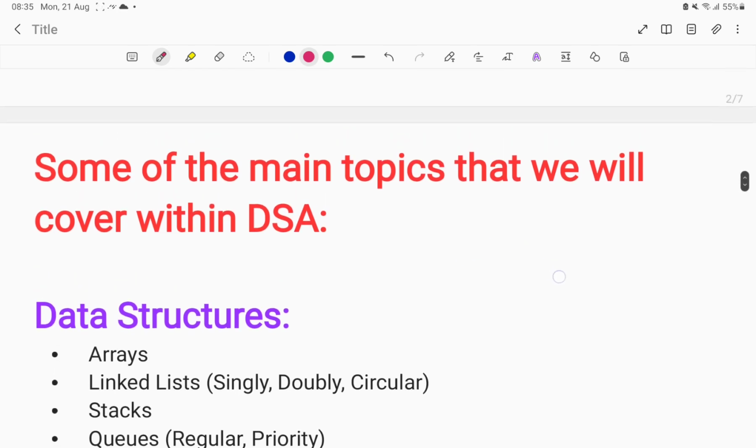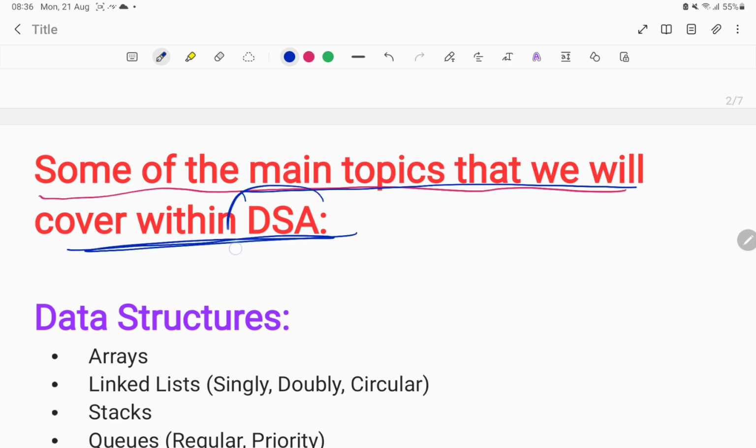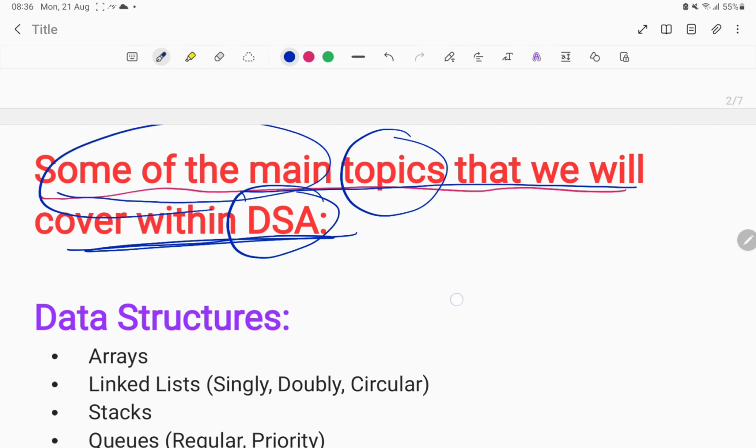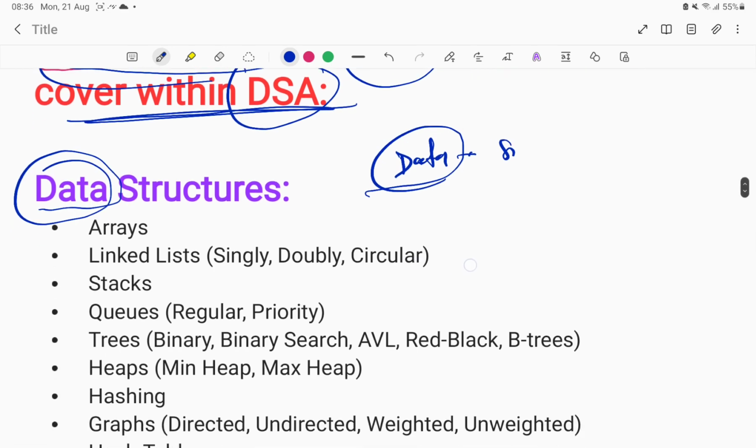Now let's understand some important topics which we are going to cover on this channel. Some of the main topics will be covered within DSA, data structures and algorithms. First is data: we structure the data in a way that takes less time while retrieving it. That is the simple and crystal clear meaning.